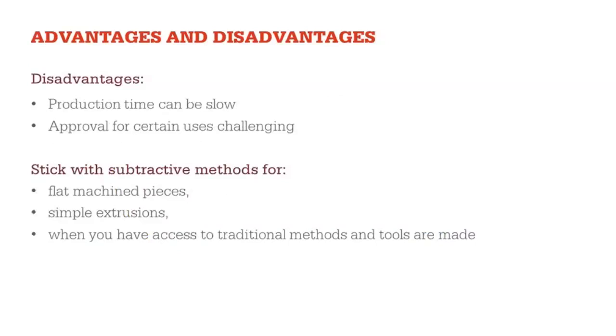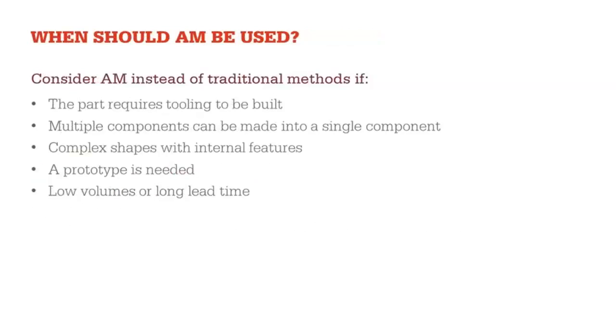So stick with subtractive methods if we've got machined pieces or simple extrusions, or we've already got the tools made or something existing there. Consider 3D printing, though, if we need to make a tool to start with. We can make a tool with our 3D printer and then use traditional manufacturing methods. Or if we want to make one or two small parts as prototypes, or we've got low volumes and short lead times. Or if we just want to have some fun, you know, why can't we just make things to design and experiment and make our own parts up?